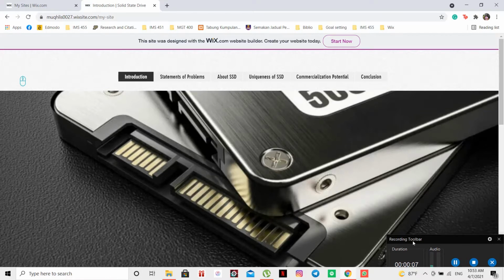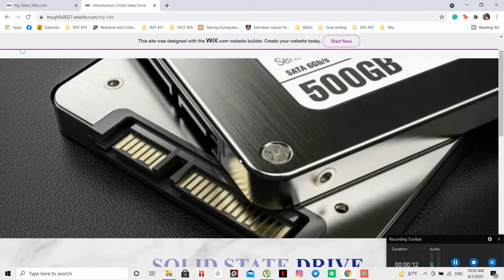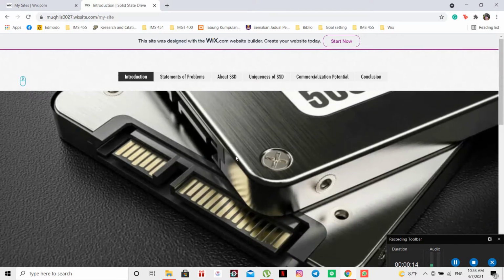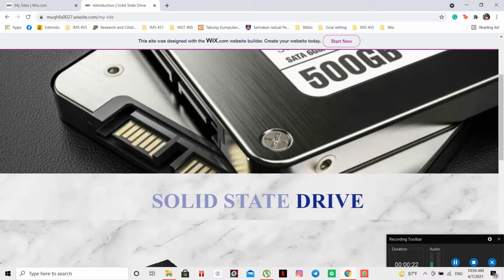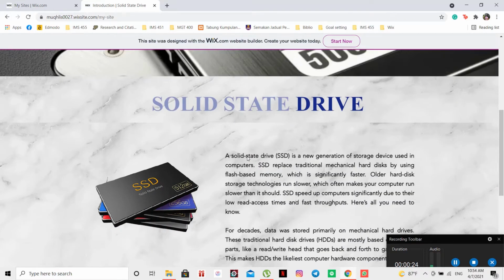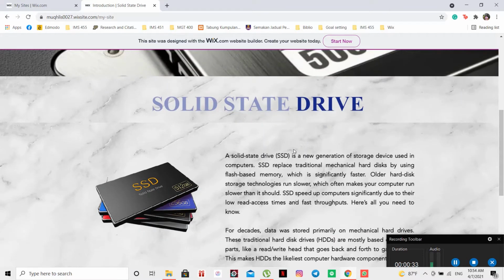As for today's presentation, I will be explaining what a solid state drive is. So our group decided to create a website using Wix to introduce and explain about solid state drives, or SSDs. Basically, a solid state drive, SSD, is a new generation of storage device used in computers. SSD replaces traditional mechanical hard disks by using flash-based memory, which is significantly faster.